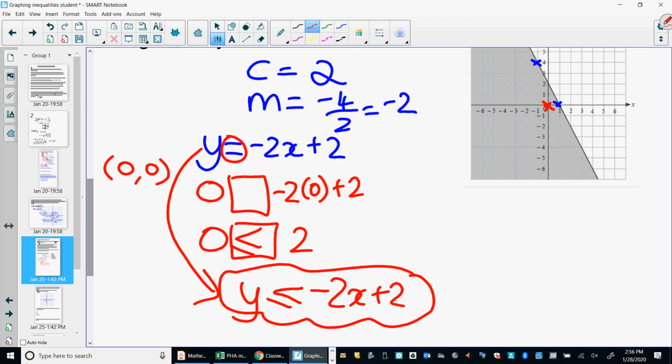So you find the equation of the line. You then establish whether they want you to identify the shaded part or the non-shaded part, stick a coordinate in, and choose a sign or symbol that makes that statement accurate.